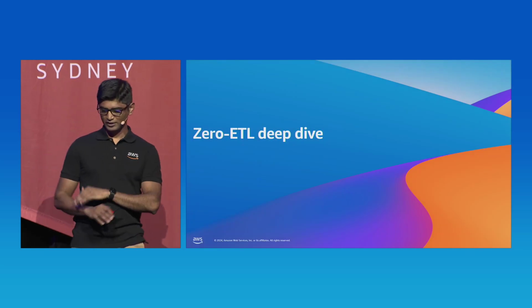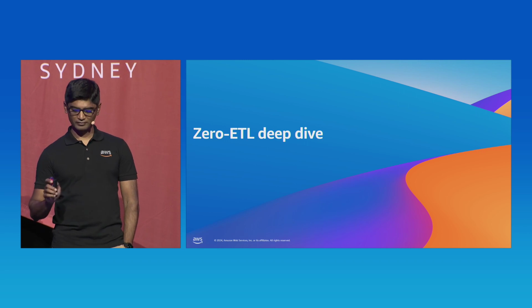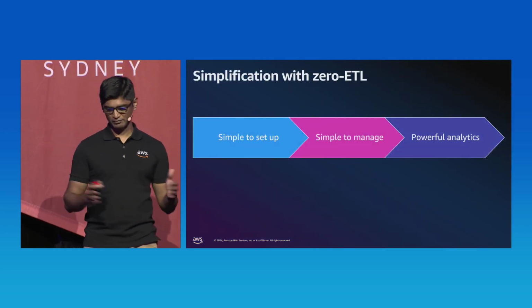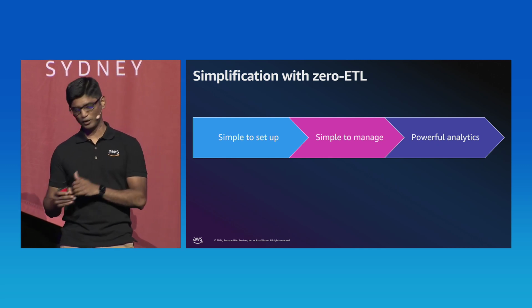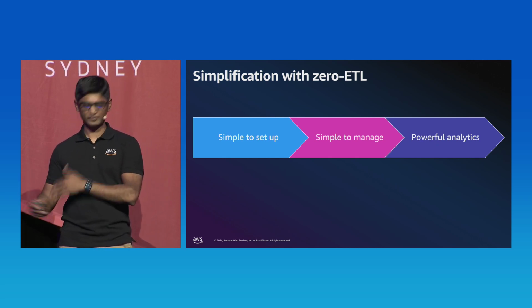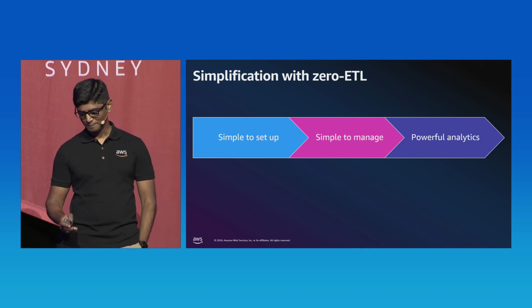Now we came to the important piece. Let's talk a little bit about Aurora zero-ETL, right? So there are basically 3 steps, which is simple to set up. I'll talk to you about each of these steps, how simple it is to set up, and how easy it is to manage. And once you get to the Redshift, then you are able to take advantage of powerful analytics using the machine learning models that we have.